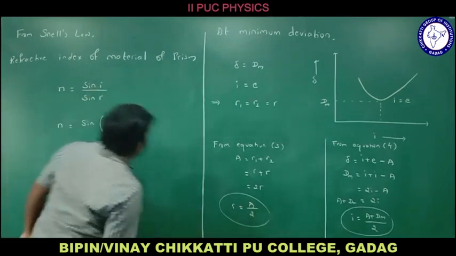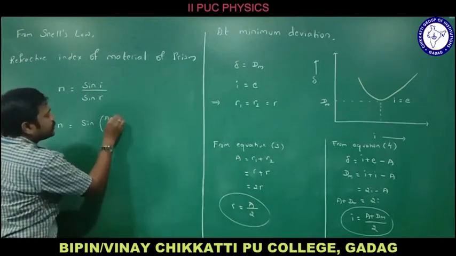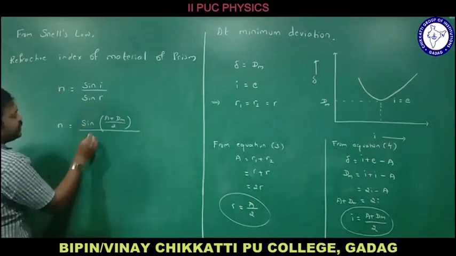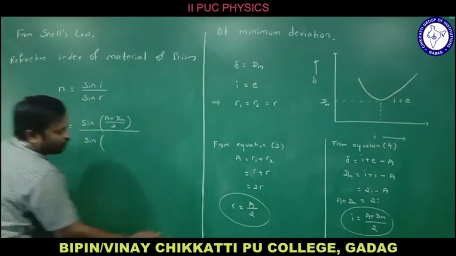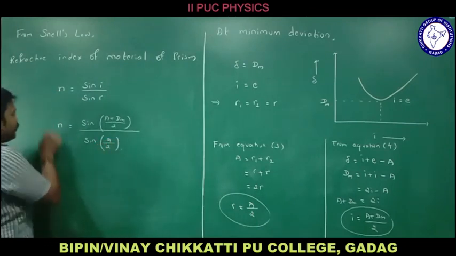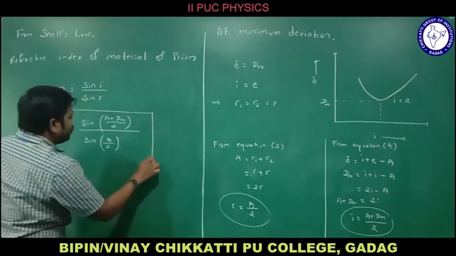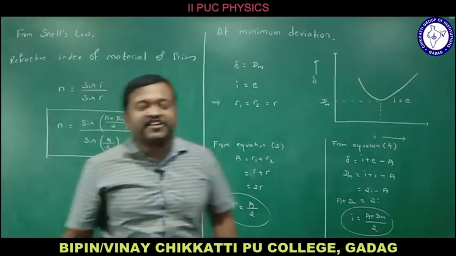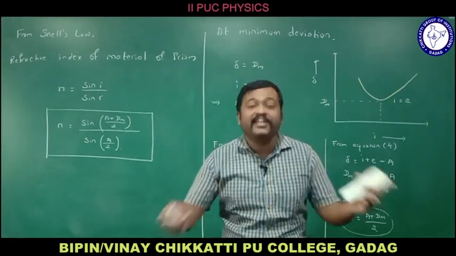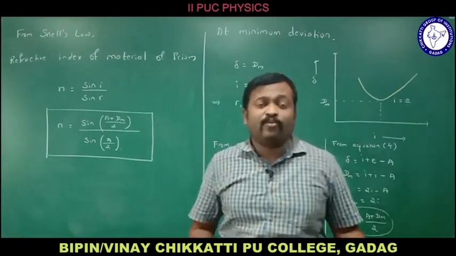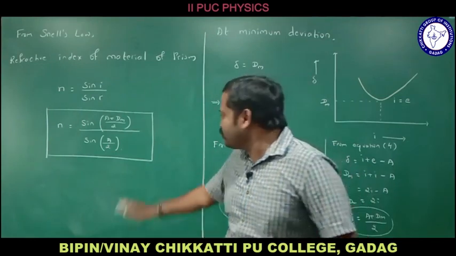We got, what is the i now here? A plus dm divided by 2 whole divided by sin r. Sin r, what is r now here? A divided by 2, and this is the equation, right? So this is the expression for refractive index of material of prism, right? If the prism is made up of glass, then what is the refractive index of glass? How to calculate it? Okay, use this formula, right?